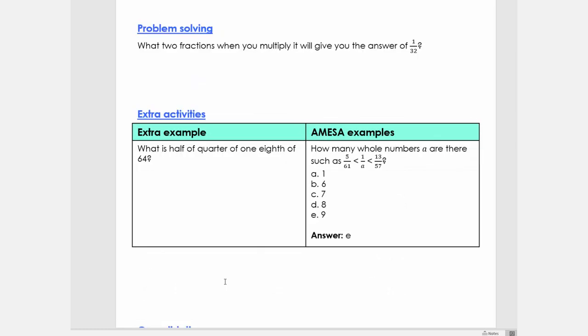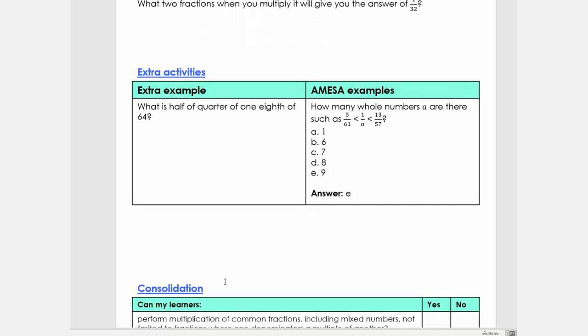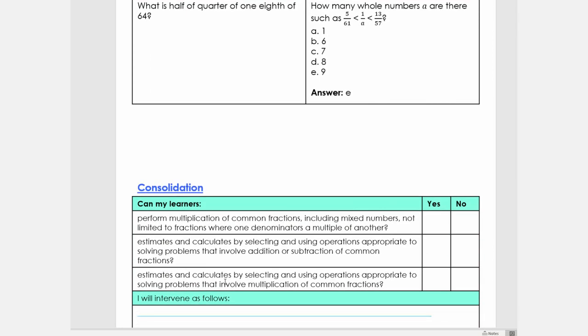Then we're going to come to the problem solving. You're going to solve the problem of today. Remember your extra examples. These are always coming from old exam papers or test papers. Go through these and then calculate them. Then lastly, with the consolidation, if you ticked yes for everything, we're going to carry on to the next lesson. If you had no's, you need to revise some questions or activities, or contact your teacher.